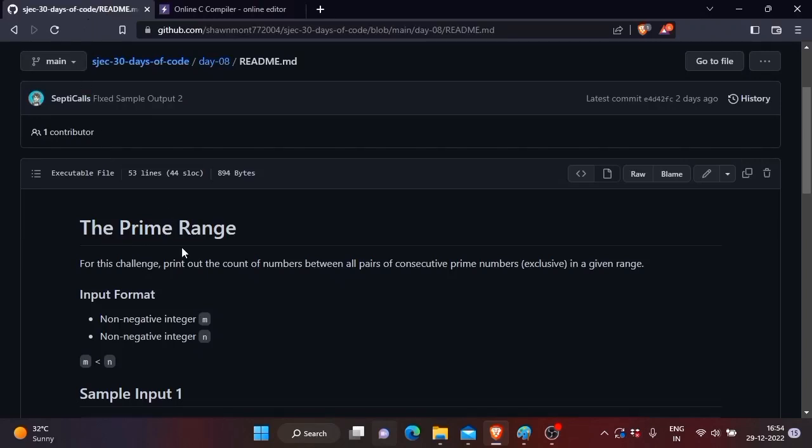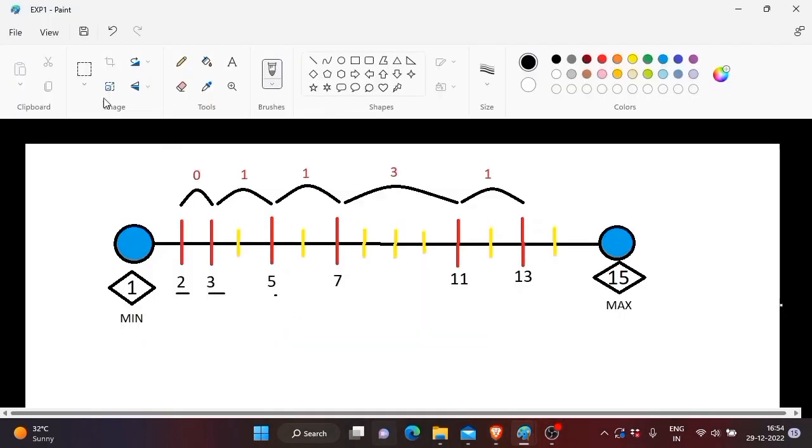In this video, we are going to solve the day 8 problem of SJEC 30 days of code. The problem is: print out the numbers between all pairs of consecutive prime numbers in a given range. Let us understand it thoroughly with a pictorial representation.